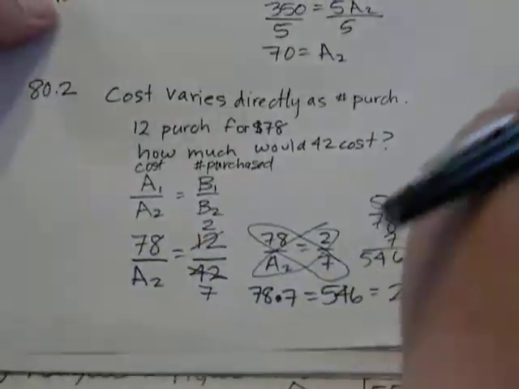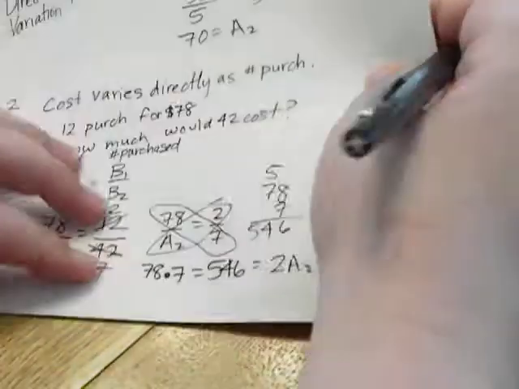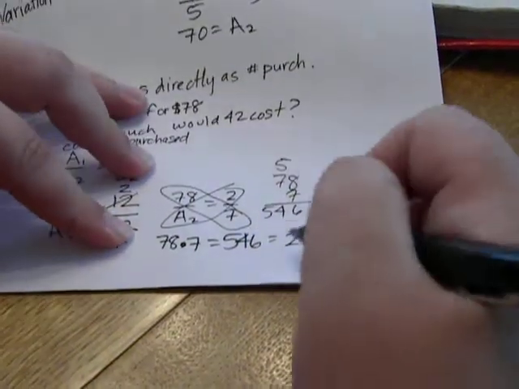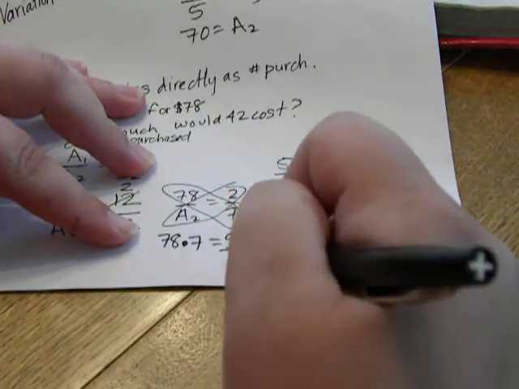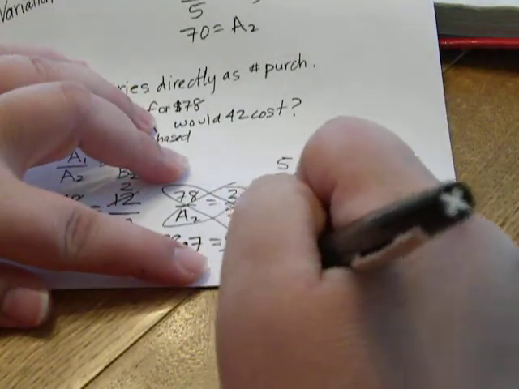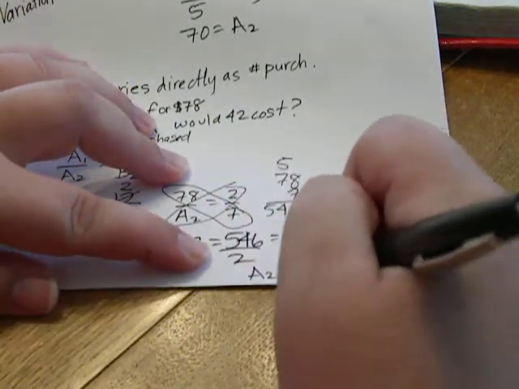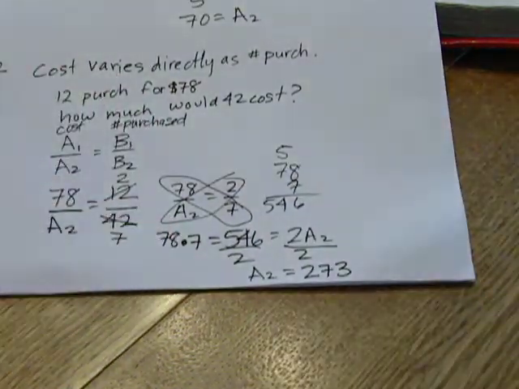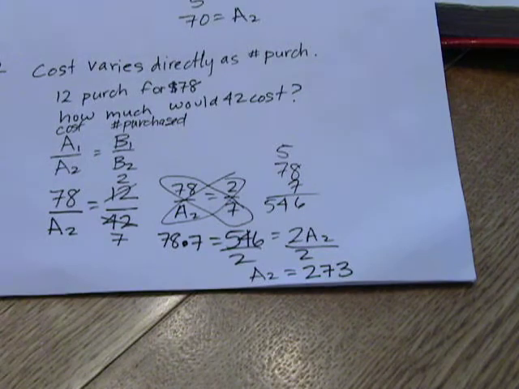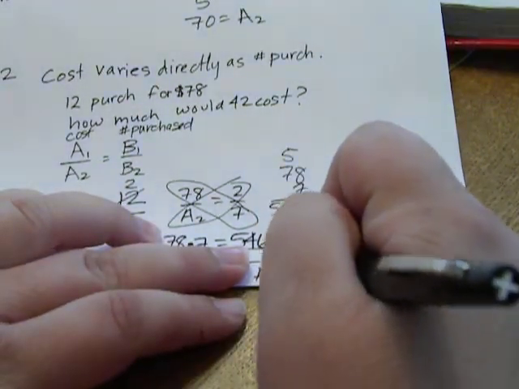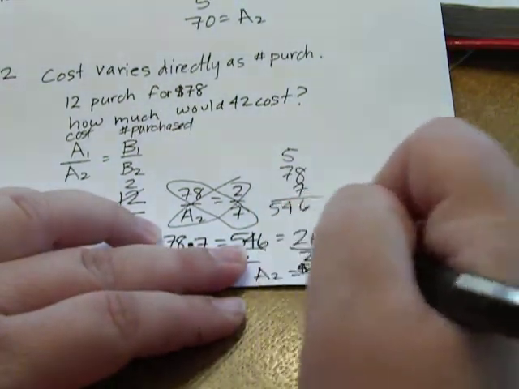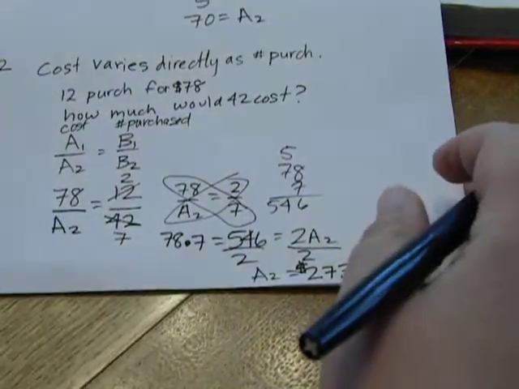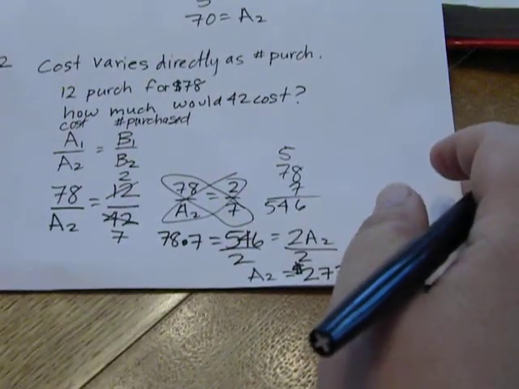And then divide both sides by 2. So a sub 2 equals 273. And it's saying how much would 42 cost? So 42 would cost $273. Okay.